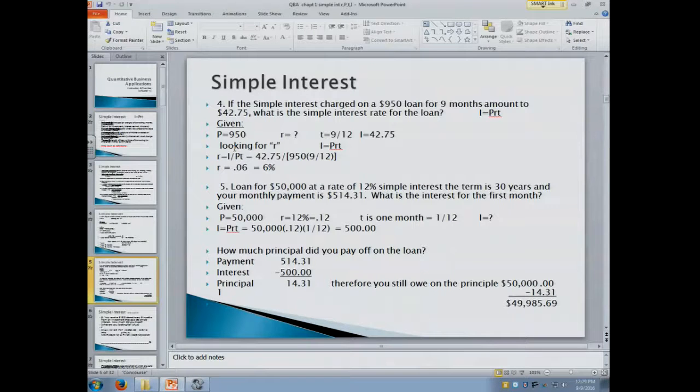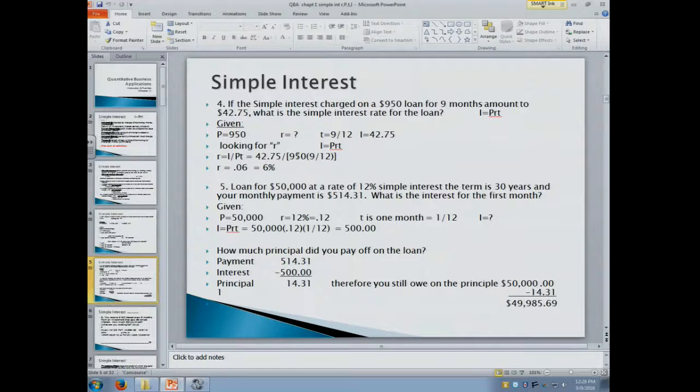In number 4, we are given a principal of $950. We're looking for the rate. Time is 9 months, so time would be 9 divided by 12, and the interest generated was $42.75. I did the algebra on the formula this time. We're looking for rate. So interest was $42.75 divided by 950 times 9 over 12, and we got 0.06. You change that to 6%.